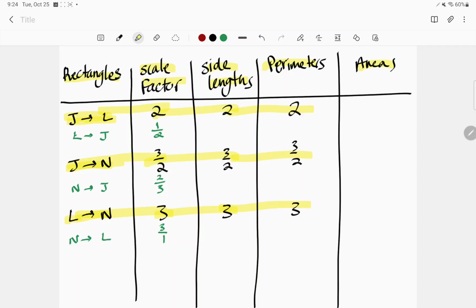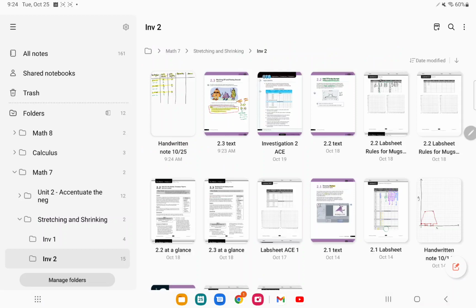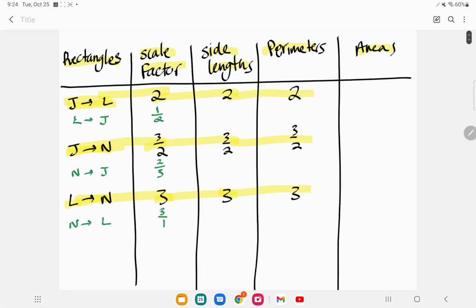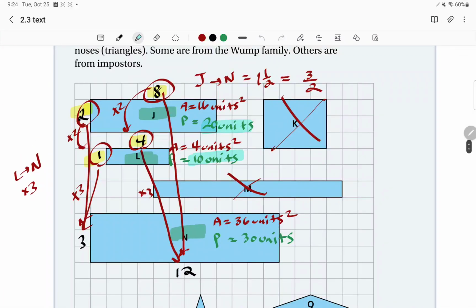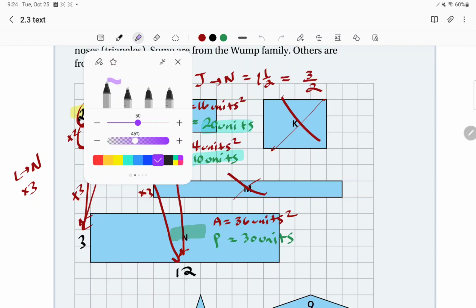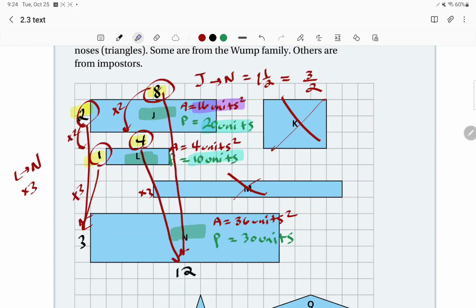Now let's take a look at the areas. We're going to do the same thing for the areas: compare the areas together and try to figure out what is the rate at which they change. So you're looking at from 16 to 4, for example. That would be how much did that change? So from 4 to 36, how much did that change? From 16 to 36, how much did that change? Go ahead and figure out what those scale factors for the areas would be, and then come back.